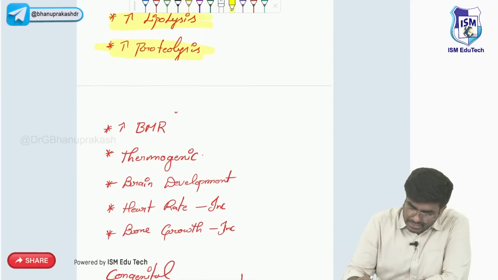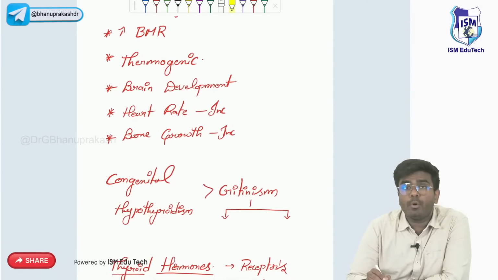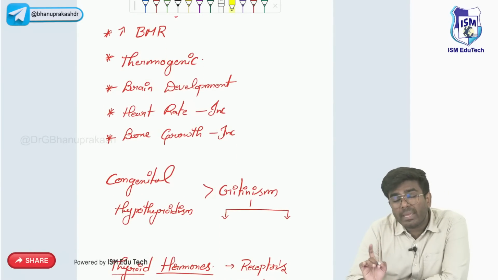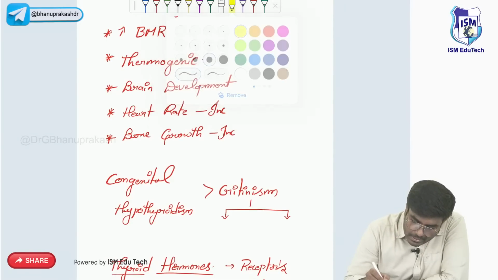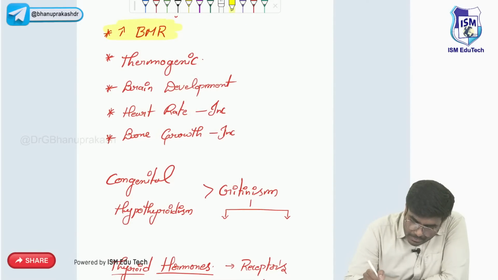That's the reason why we are calling it a catabolic hormone. Very, very important point. Which hormone has the main role in maintenance of the basal metabolic rate? The basal metabolic rate is maintained by the thyroid hormone, which increases the basal metabolic rate.